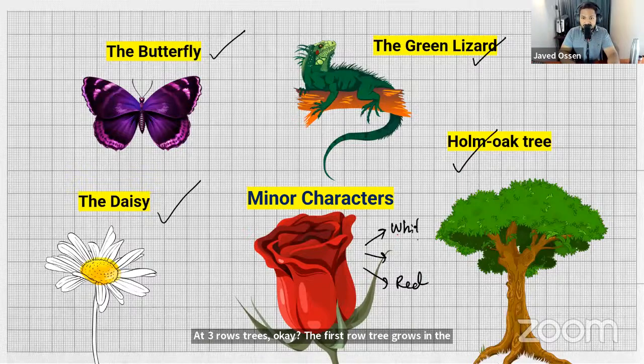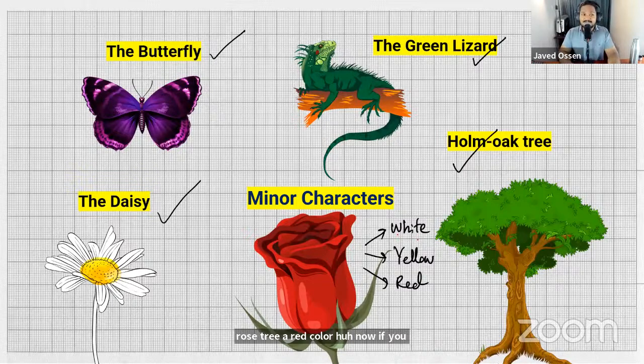That is white, right? And after that, there is another rose tree that grows around the sundial. That rose tree is yellow in color. And finally, the Nightingale goes to a rose tree. What color is that rose tree? A red color.